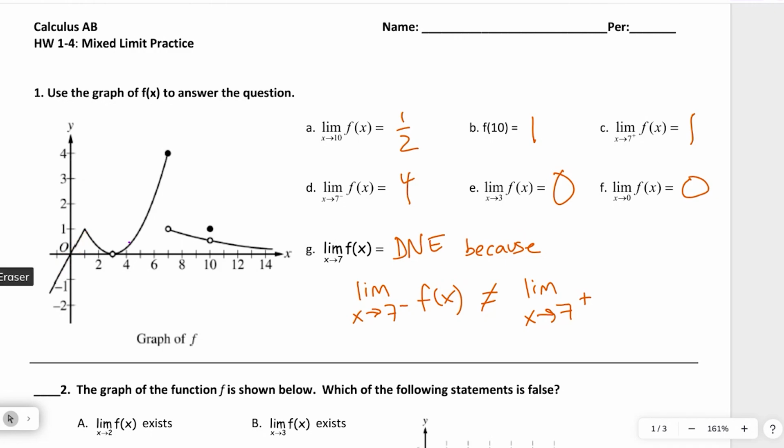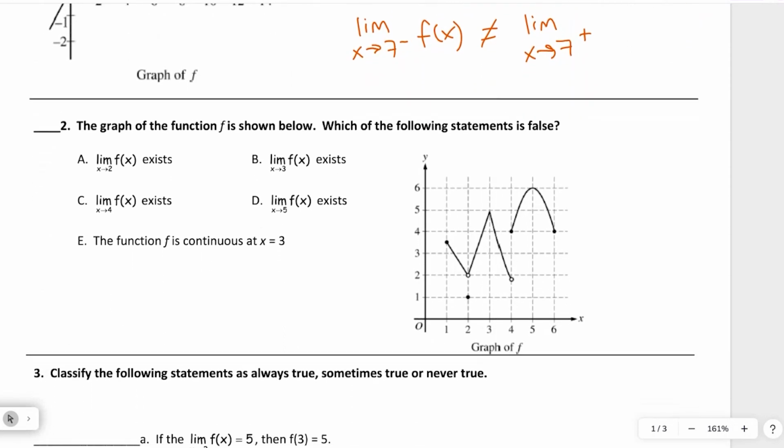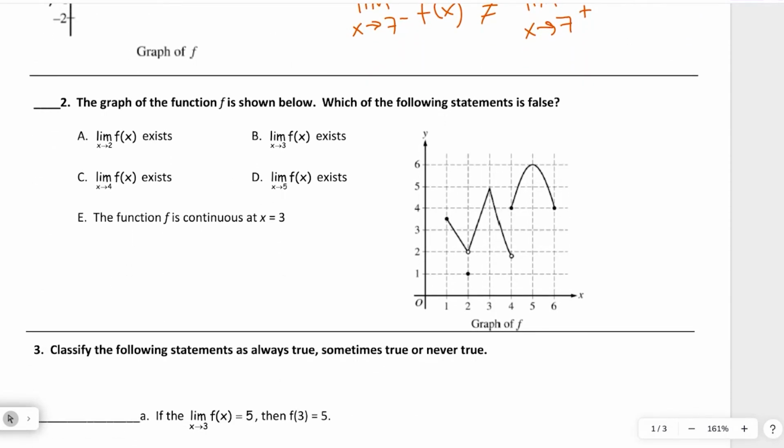Number 2 says, for the graph of the function shown below, which of the following statements is false? The first one says the limit as x approaches 2 exists. Now that is true. As I approach from the left and from the right, I can see that on both sides, I'm getting closer and closer to y equals 2. So this is actually a true statement. That's not going to be our answer.